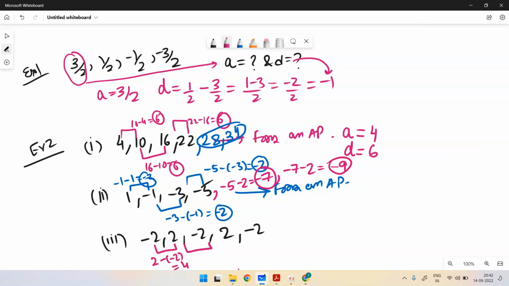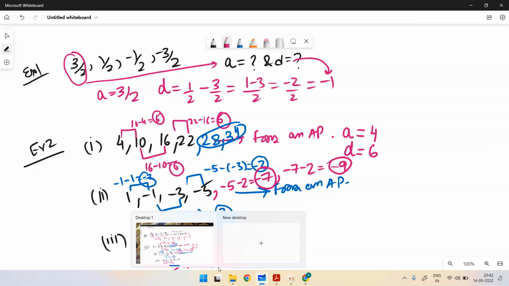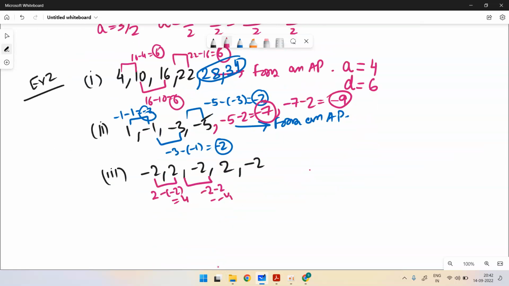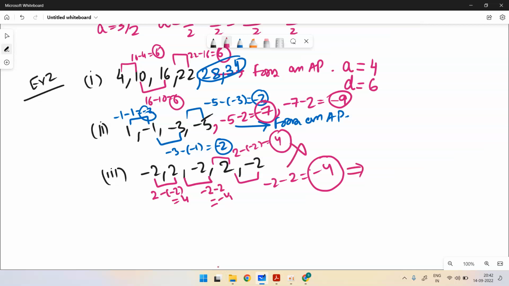And if you calculate the difference here, this is minus 2, minus of 2 is nothing but minus 4. Now here if you calculate this, this is 2 minus of minus 2 equal to 4, and for here this is minus 2 minus of 2 is minus 4. Now from here you can say this difference is minus 4 and this is 4. This is not equal, which implies this common difference is not equal, which means it does not form an AP.